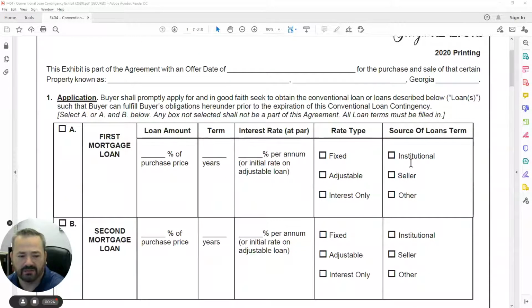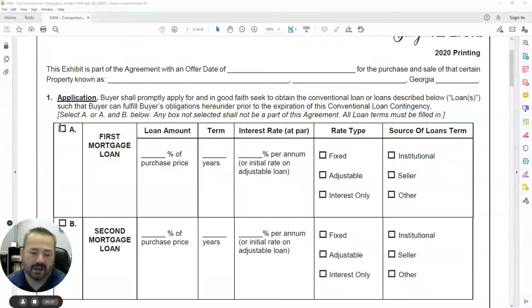Then we get down to defining what are the loans that we're applying for. And the purpose of a financing exhibit is if we are unable to get the particular loan that's listed within the time frame that we've given ourselves, the buyer will get their earnest money back. So we have to define here, what is the loan that we're applying for? So we're going to mark A right here, okay?